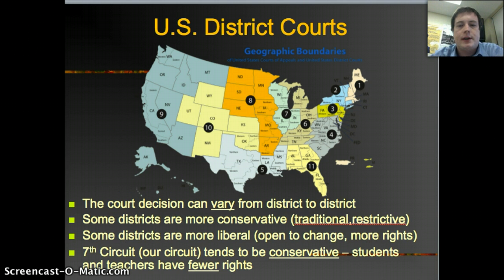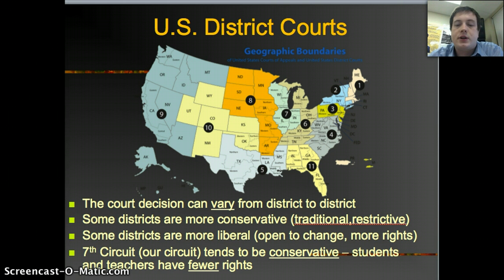So if we take a look at this map, you'll notice that there are 11 U.S. district courts. We divide our country into these different court systems. These are federal courts so that they can be more efficiently administered. As you'll notice, we are in District 7, which is Illinois, Indiana, and Wisconsin. The court decisions can vary from district to district.